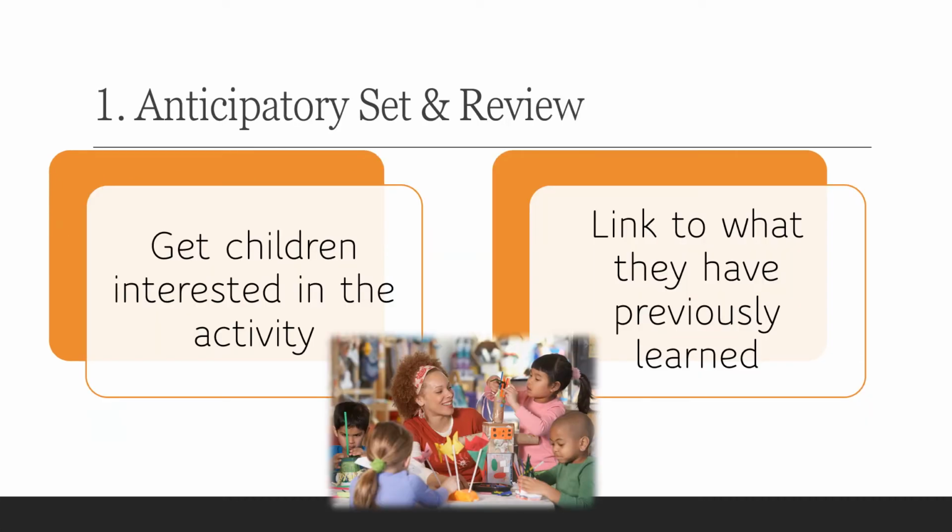So the first thing in your lesson is your anticipatory set and review. When you want to get started, you have to get the children interested in the activity. So the first thing you're going to do is to have some kind of a hook that gets them excited about it. And then you're going to link what you're going to learn today to what they've already learned. We know that all learning has to build on what kids know already. So make that link very clear. Remember when yesterday we learned about the setting? Well, now we're going to learn who lives in the book, who lives in that setting. Always link to what they have already learned.